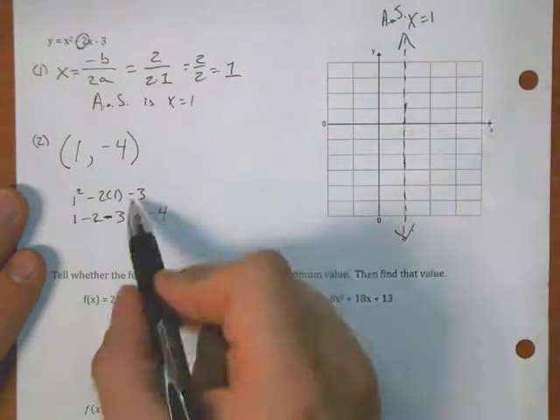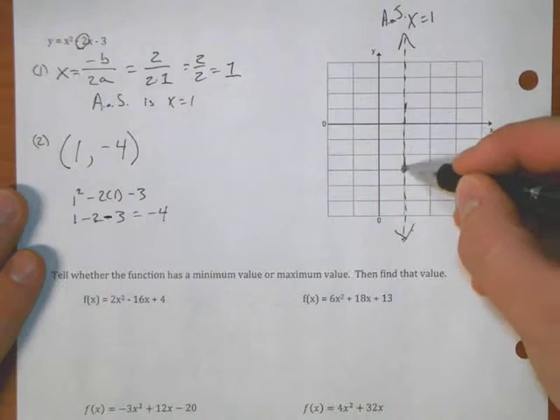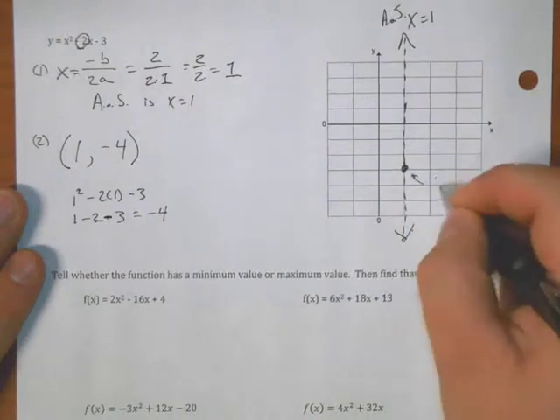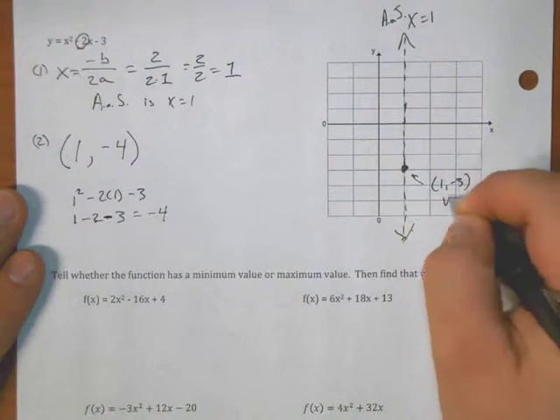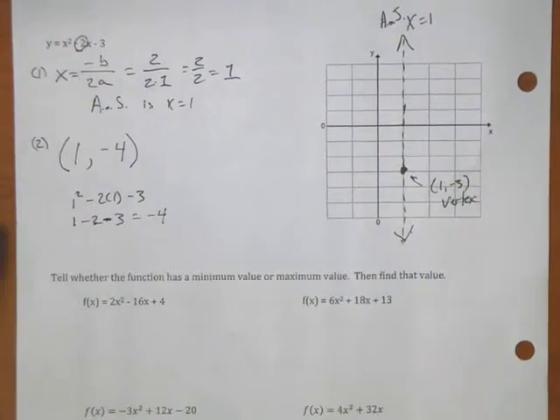Minus 3 divided by 3. Minus, because there was a minus here. So I go 1 minus 3. Is the vertex.